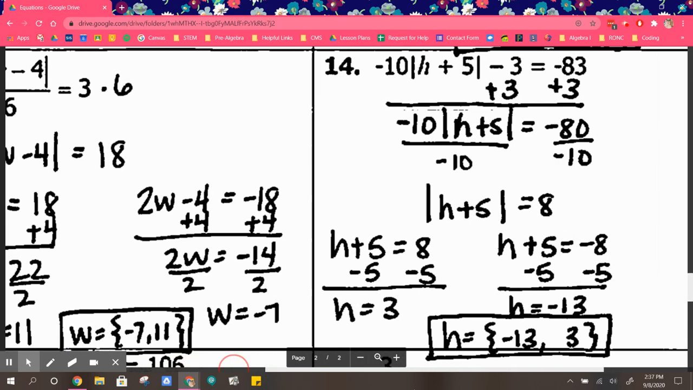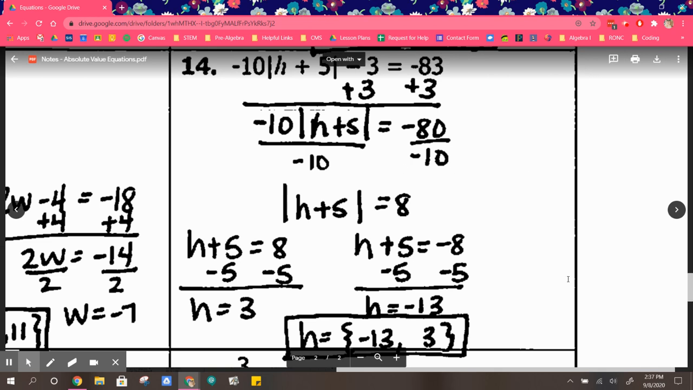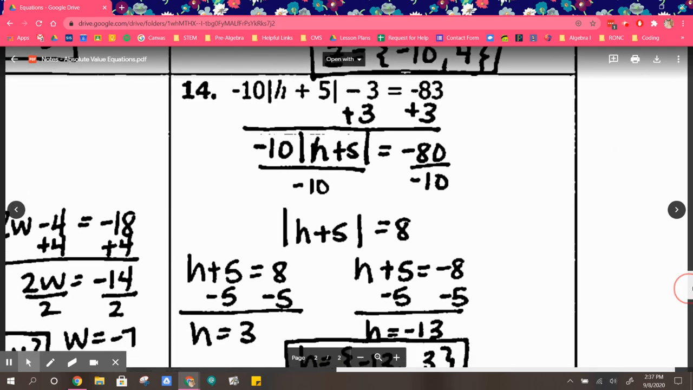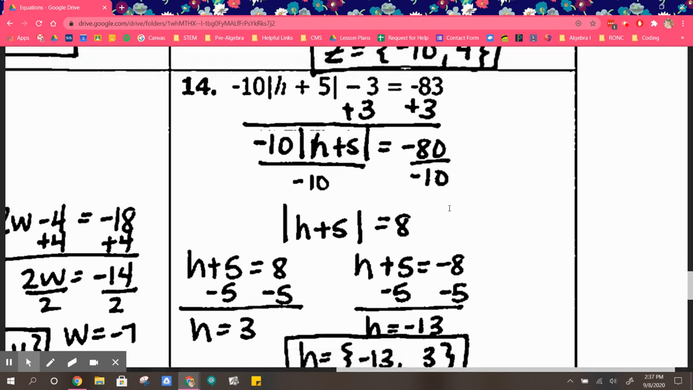For number 14, just going to show you the whole thing. Okay, so we have a negative 10 times the absolute value of h plus 5, minus 3, equals a negative 83. So the first step is to solve this like you would a regular multi-step equation. So you can pretend, if it's easier, that stuff in the absolute value is a variable, and you're trying to isolate that by itself. So we're going to use the same steps that we do when we're solving equations here to solve this problem.